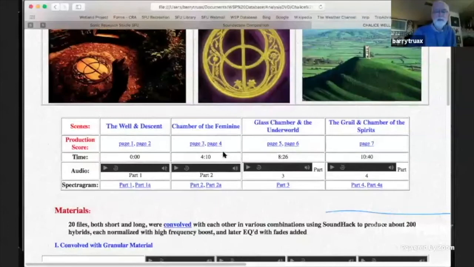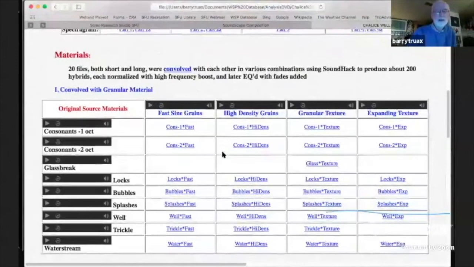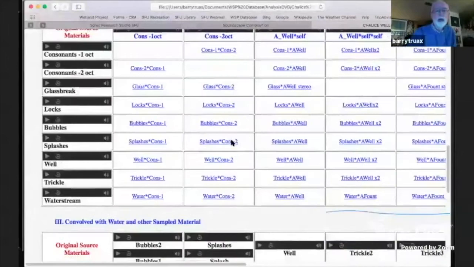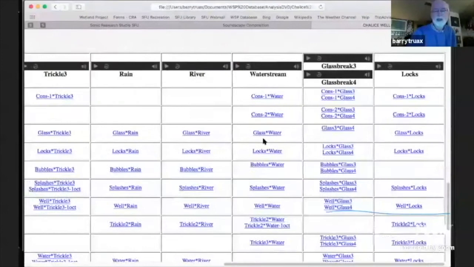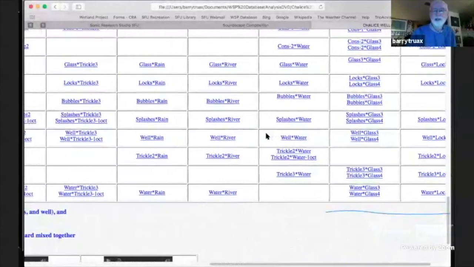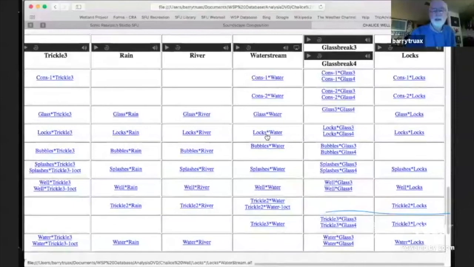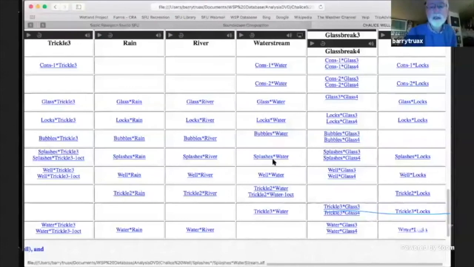So the examples then are all hybridized, convolved versions of source materials, including even granular synthesis ones, which I'll skip over, and consonants from the language. I'll just concentrate on the ones, because we've already heard the splashes in the well. And if we convolve that with, for instance, here, a domestic water stream. I like this example because it's so banal, right? It's the kind of sound that I tell my students you probably shouldn't use. So when the water stream here is convolved with the well sound, or the splashes of it, let's just take the individual well sounds first of all.